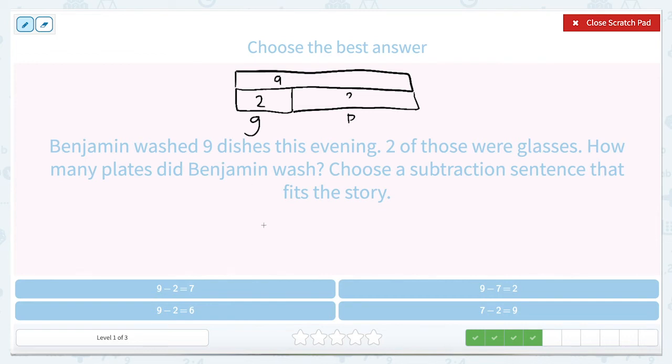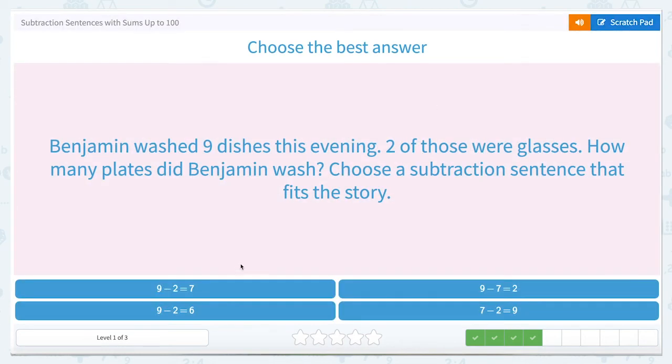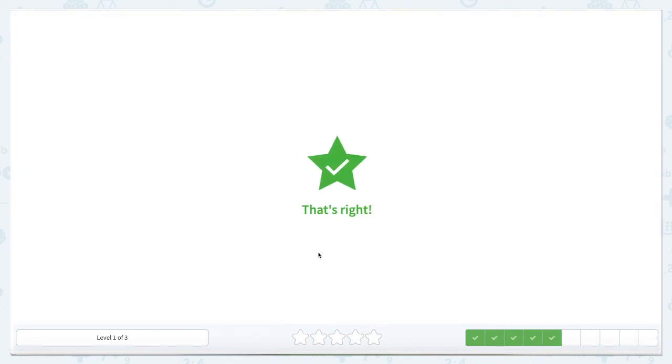So if we're trying to figure that out, Benjamin started with 9. He washed 2 glasses. So how many plates are left? Well, 9 minus 2 is going to give us 7. So we can look underneath and see which one of these is the right answer. 9 minus 2 equals 7.